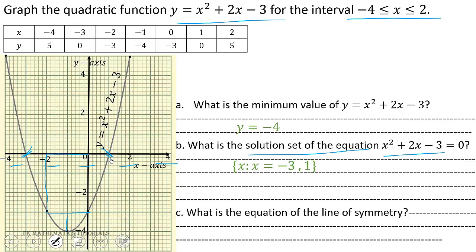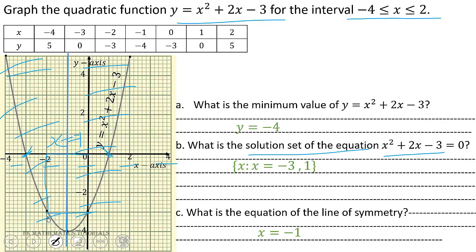So what is the equation of the line of symmetry? The line of symmetry is the vertical line about which the quadratic graph is symmetric. So you can see that this half is equal to this half, as you can see. So the line of symmetry is this, x equal -1. So x equal -1 is the equation of the line of symmetry.